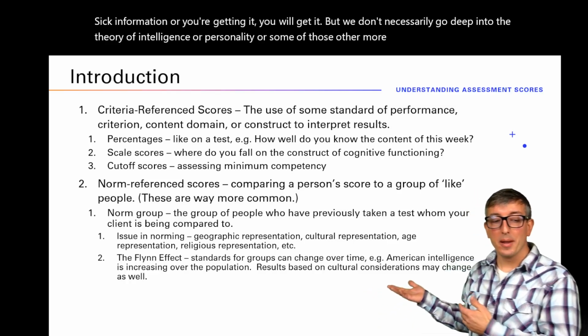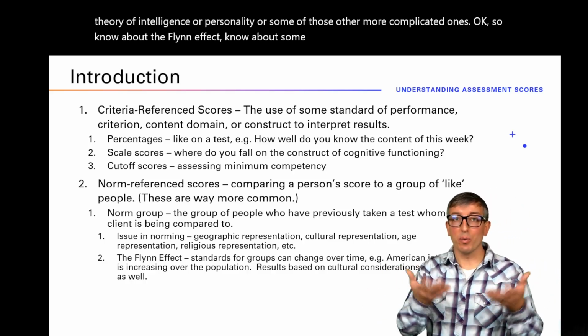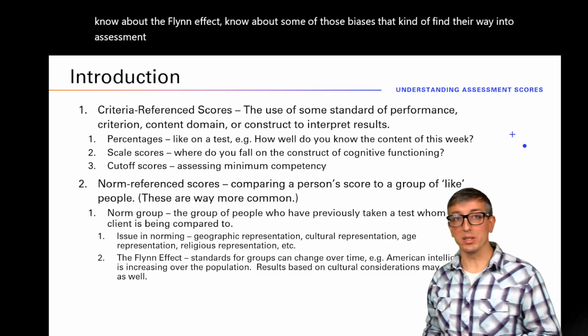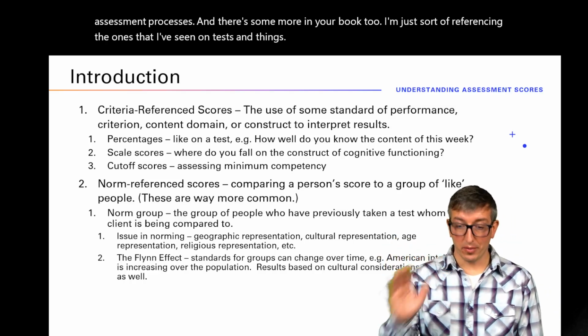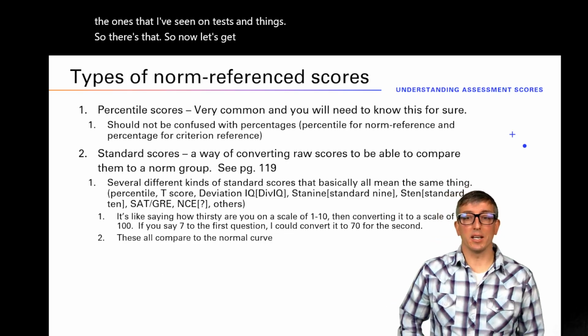Okay, so you know about the Flynn effect, you know about some of those biases that find their way into assessment processes. And there's some more in your book too. I'm just referencing the ones that I've seen on tests and things. So there's that. So now let's get back to our understanding of percentiles.